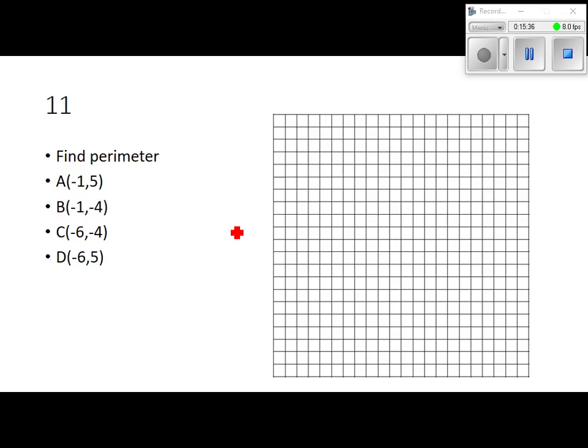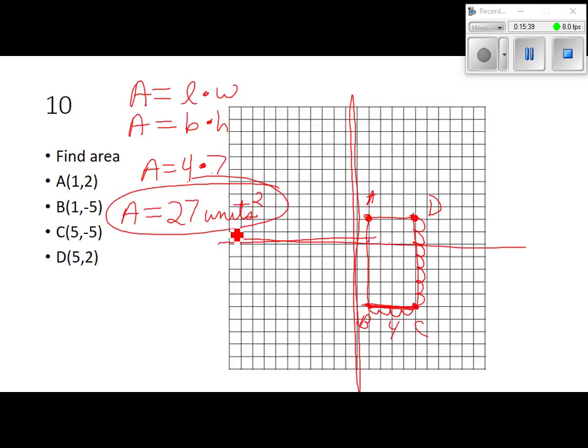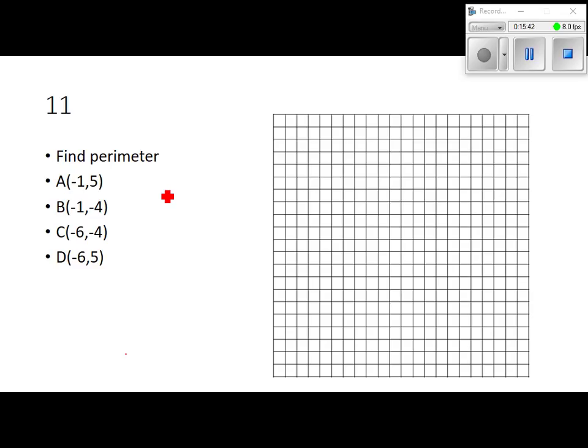Number 11 says find the perimeter of this shape. It's got 4 corners again, so it means it's probably going to be a 4-sided figure. Draw my X and Y. Left 1, up 5. 1, 2, 3, 4, 5. That point's going to be right in there. That's A. Left 1, down 4. 1, 2, 3, 4. That's B. Left 6. 1, 2, 3, 4, 5, 6. Down 4. That's C. Left 6. Up 5. That's D.